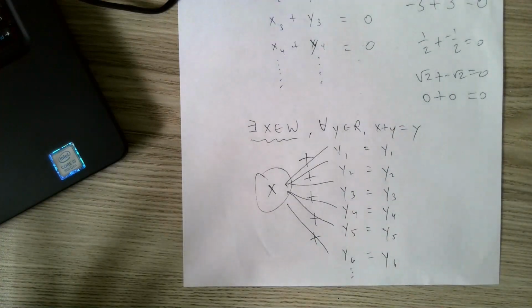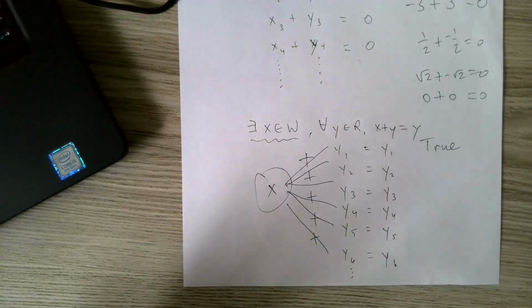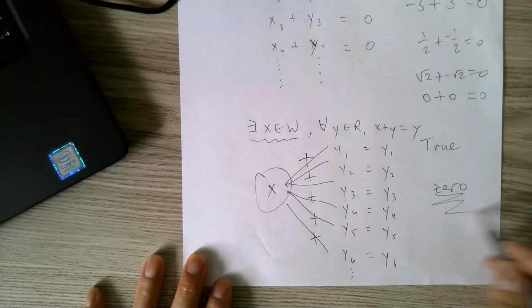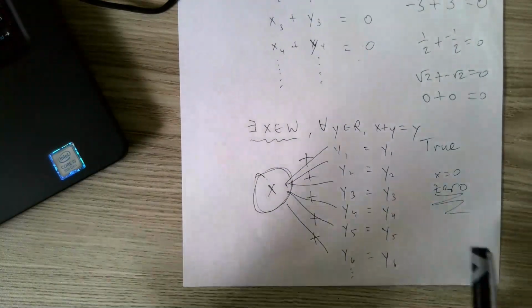And the answer is yes. There is a magic number that performs like that. 0, right? If x is 0, then that happens all the time. In fact, I even wrote a big 0 around that x. I gave you the answer.